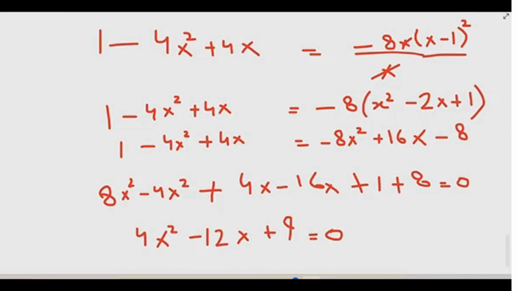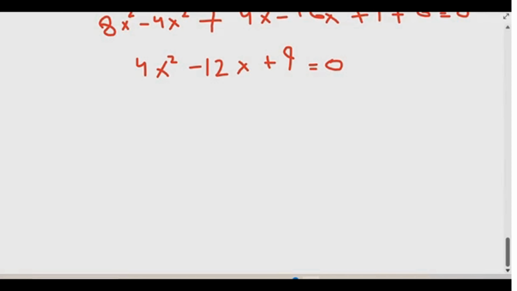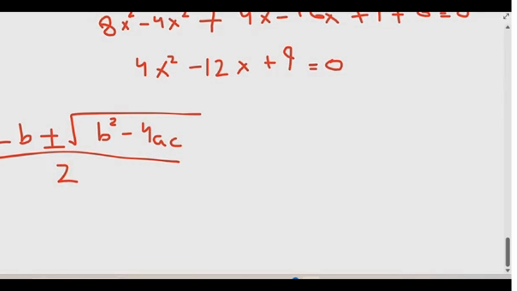Now, you see this has turned into a quadratic equation. You have two ways you can solve it, either by factorization or you can use the quadratic formula. So what's the quadratic formula? It's minus b plus minus root b squared minus 4ac, out of 2a. So this is a, this is b, and this is c. And what you've got to do is just put all the values in this formula, and you will get the value of x according to that.